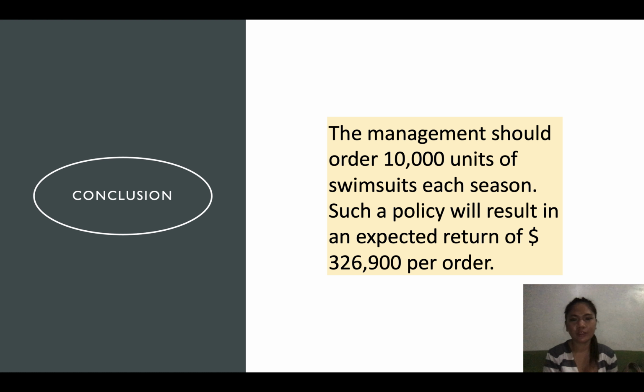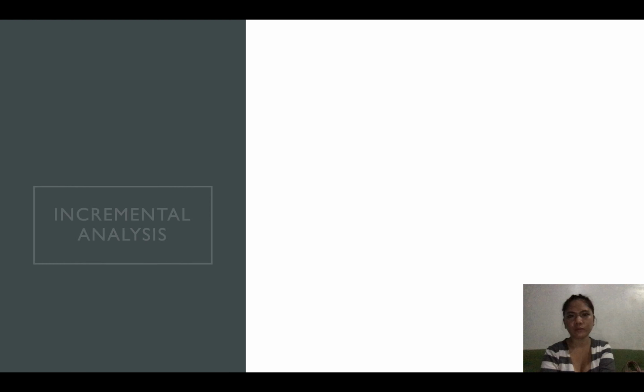In conclusion, if Chic wants to select the inventory policy that maximizes expected profit, their management should order 10,000 units each season. Such a policy will result in an expected return of $326,900 per order.